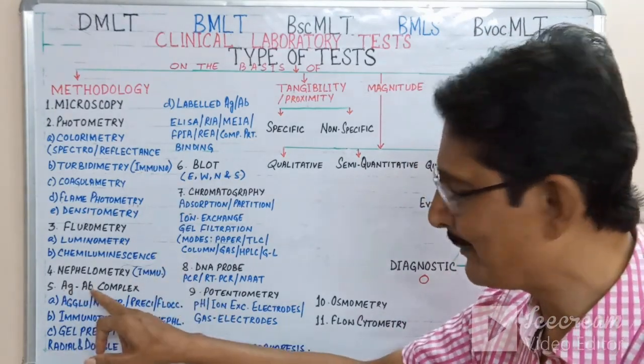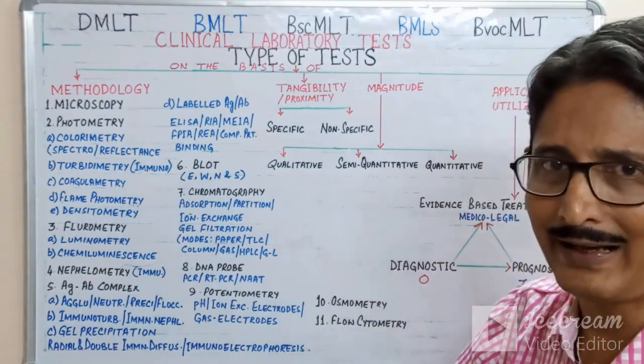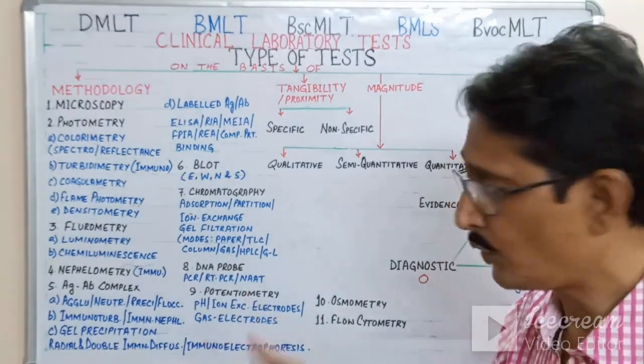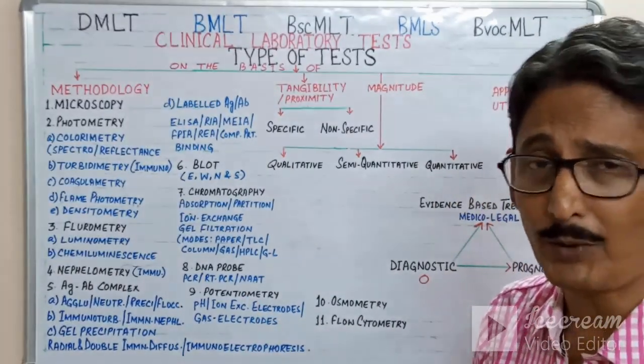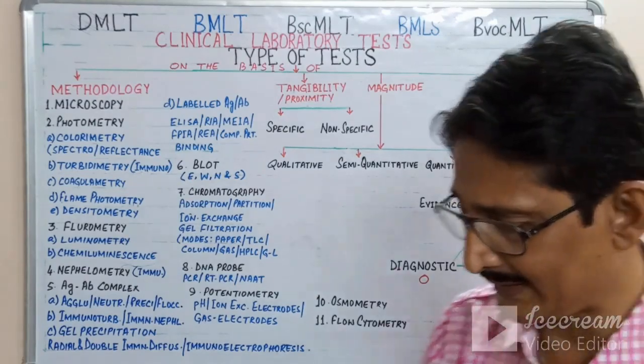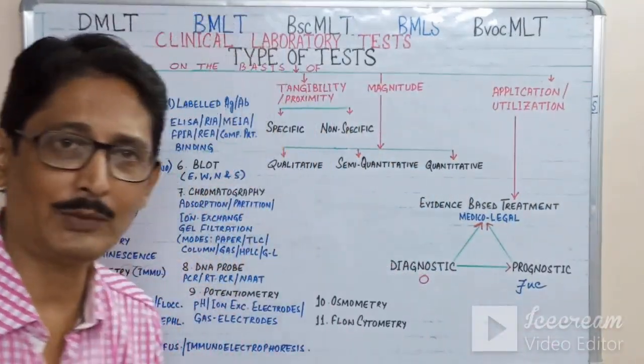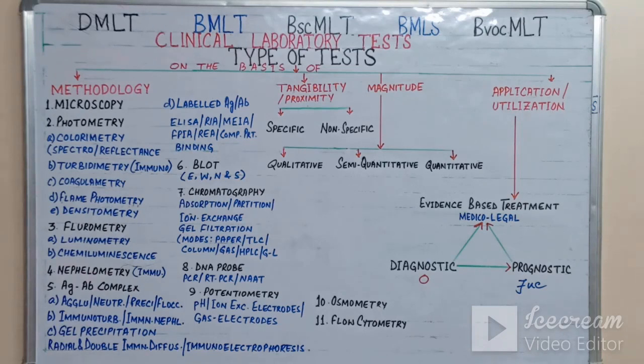Now AG and AB stand for antigen and antibody. There are different types of antigen-antibody complexes, formed in our tests, like agglutination, which is one of the techniques. Then there is neutralization.